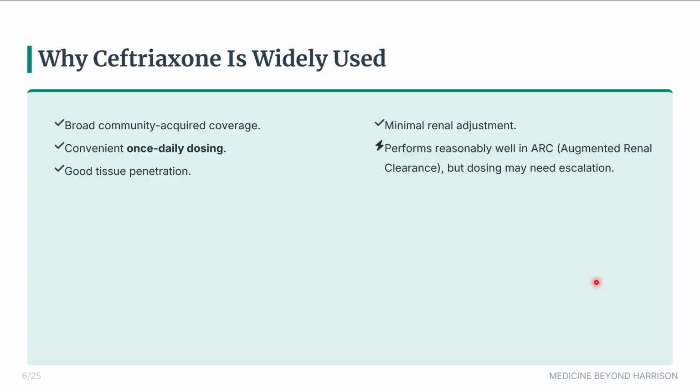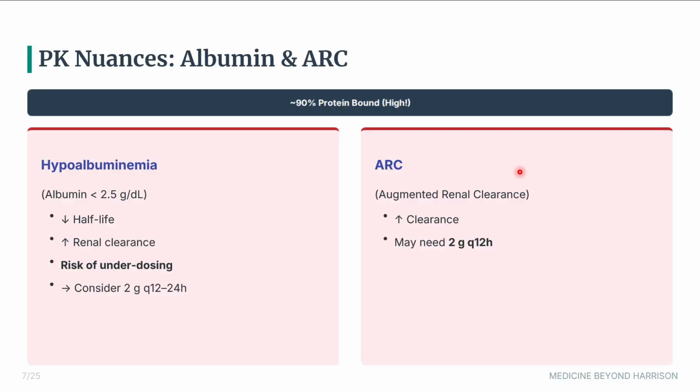So why is it widely used? It is a very broad community-acquired coverage, with the convenience of once daily dosing, 2 gram IV once daily, and good tissue penetration with minimal renal adjustment, and it performs reasonably well in augmented renal clearance patients also. Well, only the dosing may need to be increased, but still it performs very well with augmented renal clearance and young patients also.